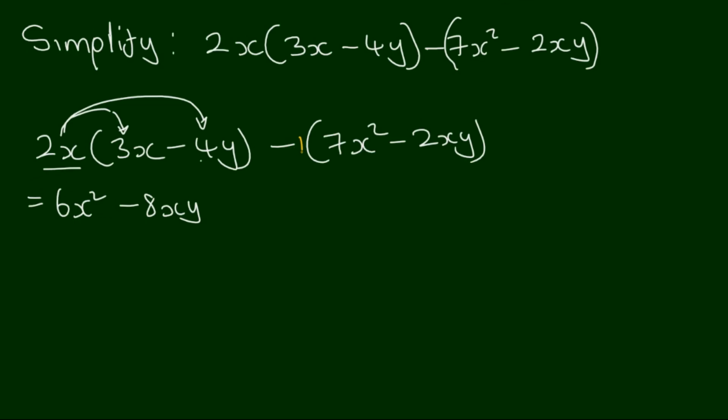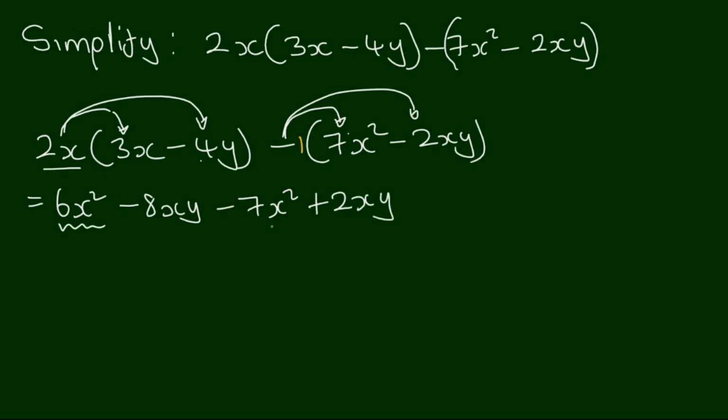There's an invisible negative 1 here. So we're distributing negative 1. So we're saying negative 1 times 7x squared, that is negative 7x squared. And then negative 1 times negative 2xy, that is positive 2xy. Now we can collect like terms.